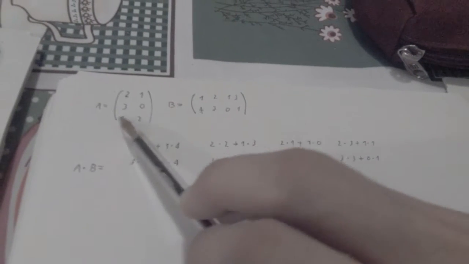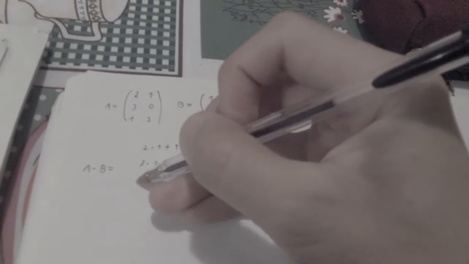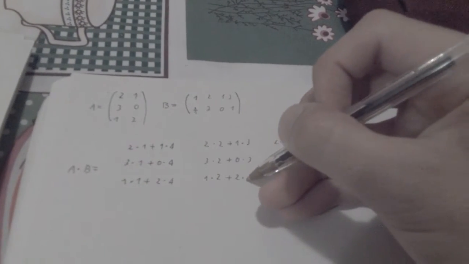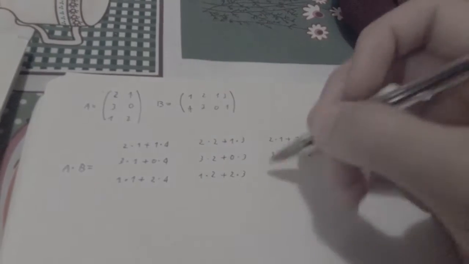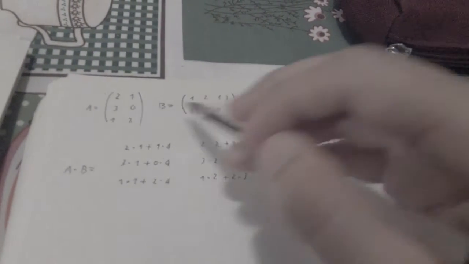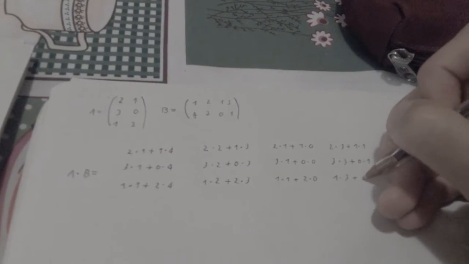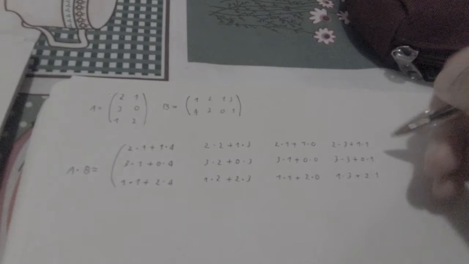And finally, we're going to do the same for the last two. So 1 times 1 plus 2 times 4, and then 1 times 2 plus 2 times 3, and then 1 times 1 plus 2 times 0, and then 1 times 3 plus 2 times 1. So this is our new matrix.